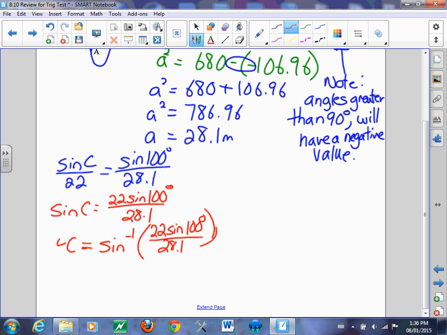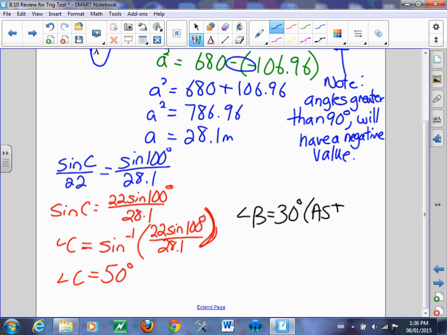Okay, that's a bad looking bracket. There we go. All right, plug her in, folks. You get angle C equals 50 degrees. Okay, and if you realize you have two angles, you can find the third. So angle B equals 30 degrees, ASTT.